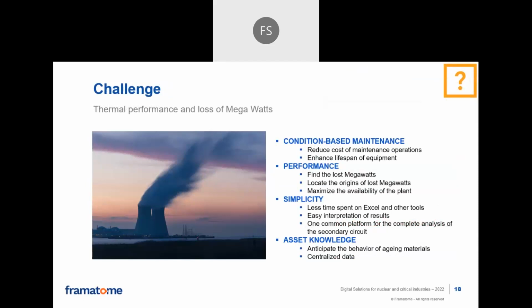So the case study that I was just mentioning is a common challenge faced by the nuclear power plant industry. It's basically thermal performance and megawatt losses. But there are other challenges. Challenges based on condition-based maintenance, in order to reduce the cost of the maintenance operation and obviously extend the lifespan of equipment. Performance is very key as well, to find the lost megawatts on the plant, locate the origin of those lost megawatts and maximize the availability of the plant.